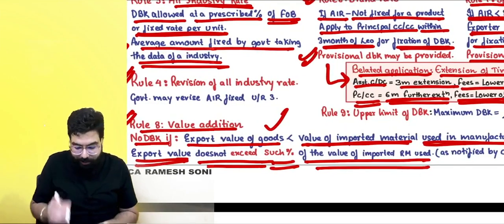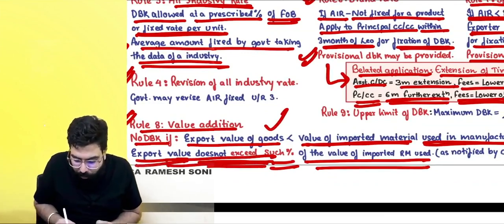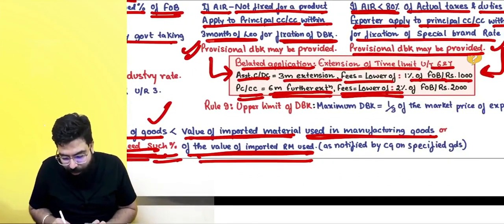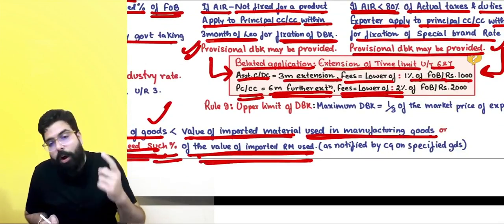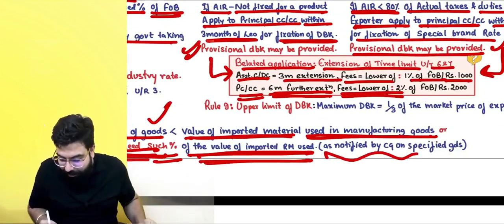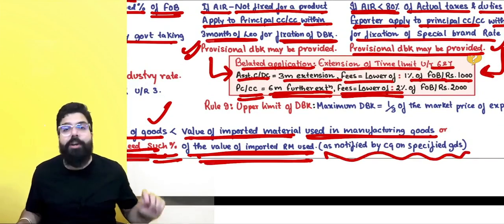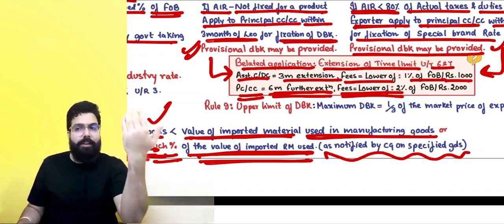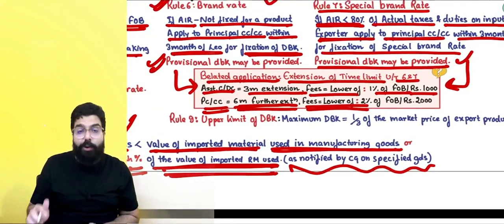They are telling, see, export value does not exceed such percentage of the value of imported raw material used as notified by the central government on specified goods. If the value addition criteria is not exceeded, you will not get any duty drawback.